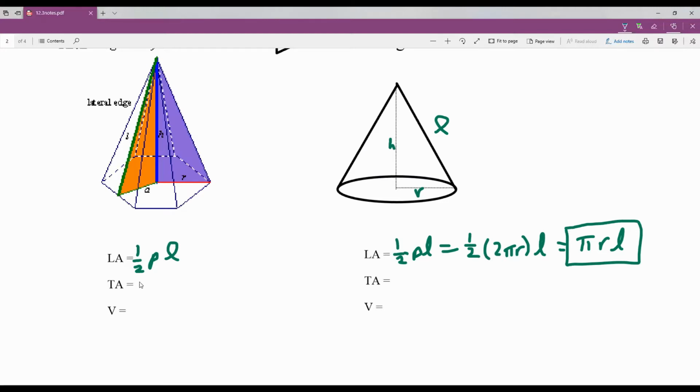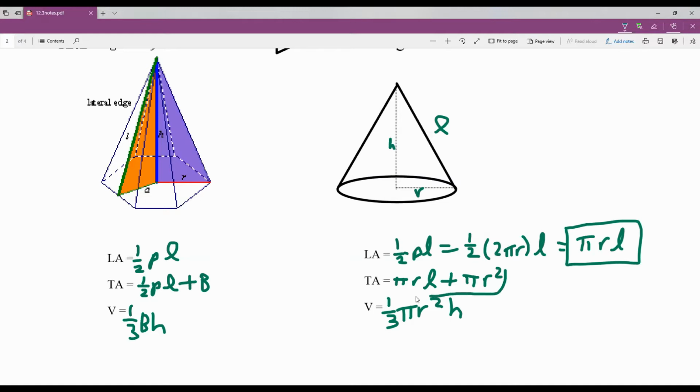Now for the total area, again, it's just the lateral area, which is 1/2 PL, plus the area of your base. So for a cone, it's the same thing: your lateral area, pi r l, plus the area of your base, which is pi r squared. Cool. And then lastly, we have our volume. Before, our volume was 1/3 base times height. That's going to be the same thing here. We already know the area of a base if it's a circle, so it's going to be 1/3 pi r squared times the height.